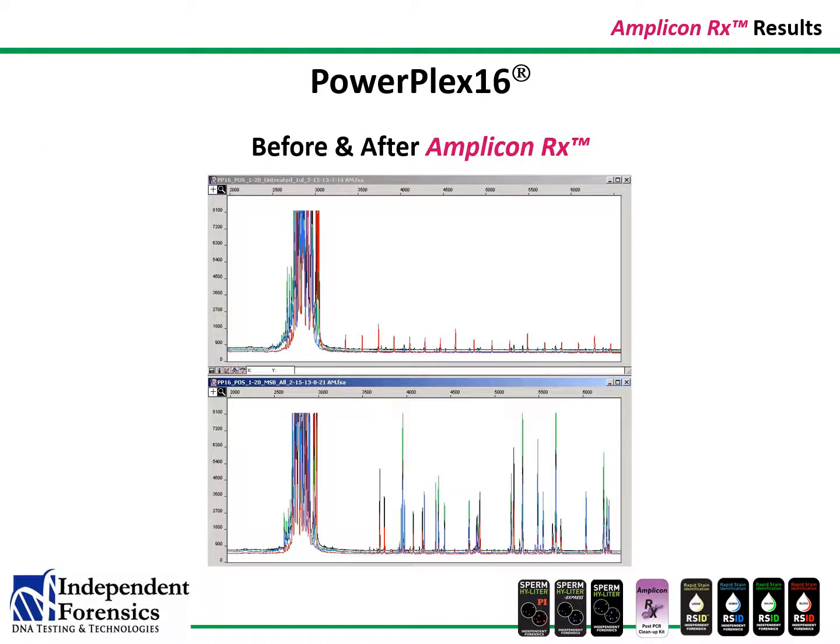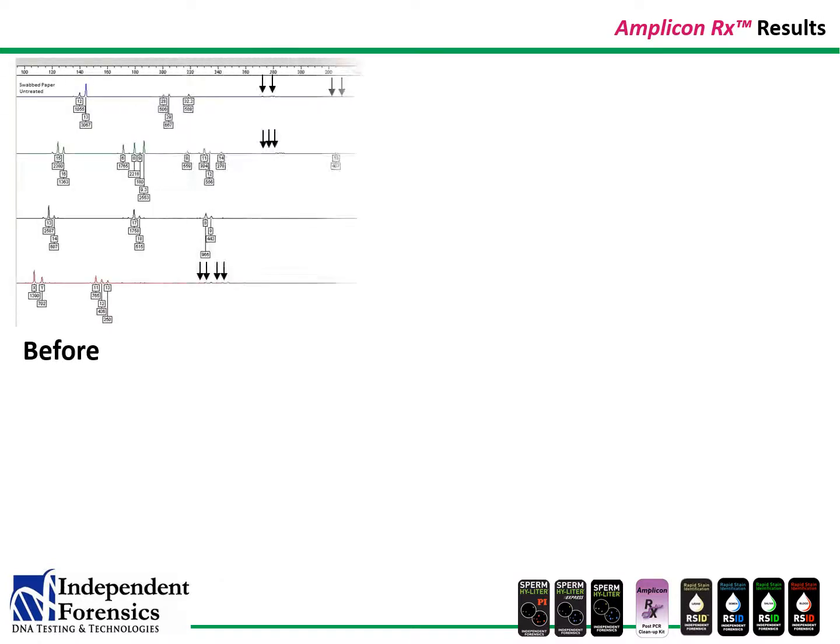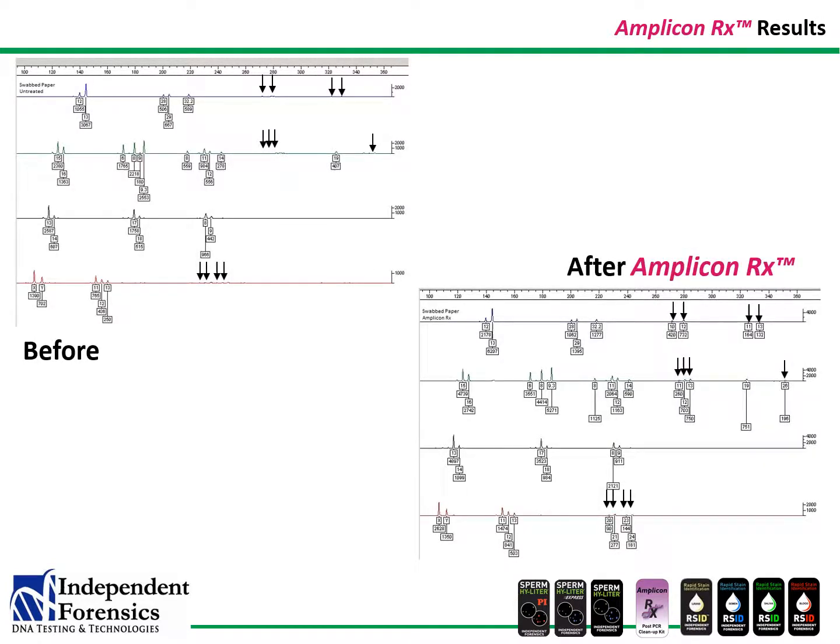This same experiment was performed with PowerPlex 16, with again the raw data on the top and the post-Amplicon Rx shown on the bottom. The unincorporated oligonucleotide primer peak is smaller, but most importantly, the amplicon peaks are considerably larger. If we analyze these kinds of results using software, it's very easy to show that the peaks missing from the analysis are now visible and identified by the software.